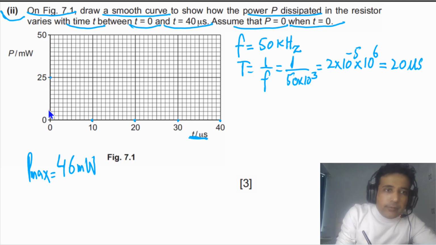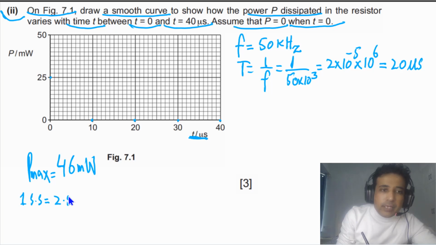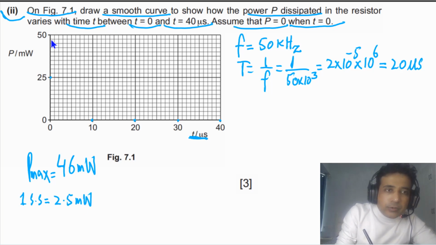Now, if you look at the given scale, we have 0 to 25 and we have 10 small squares. So one small square is equal to 2.5 milliwatts. So this one is 50. So this will be 47.5 and this will be 45. So the 46 will be a little higher than 45.